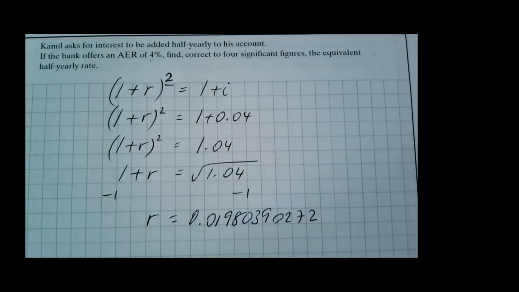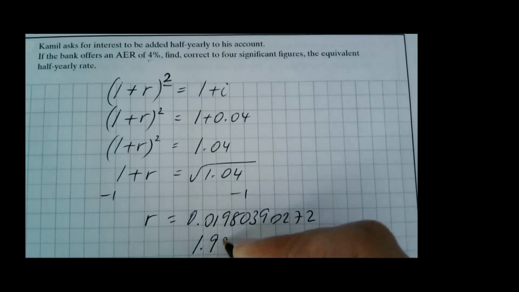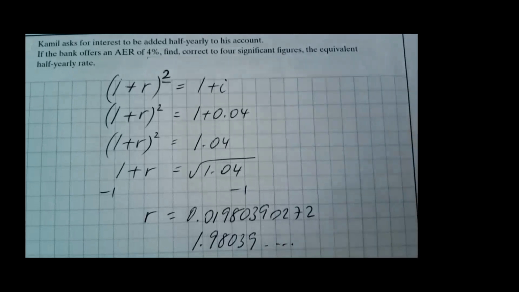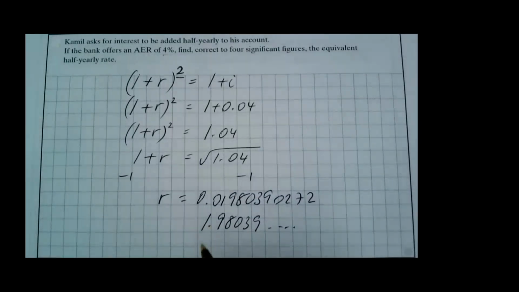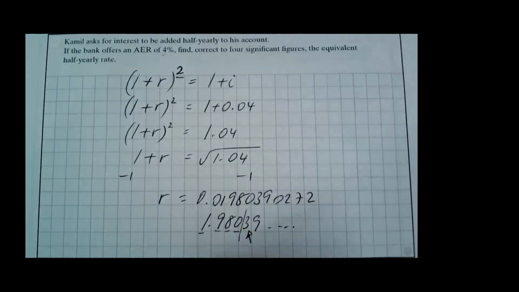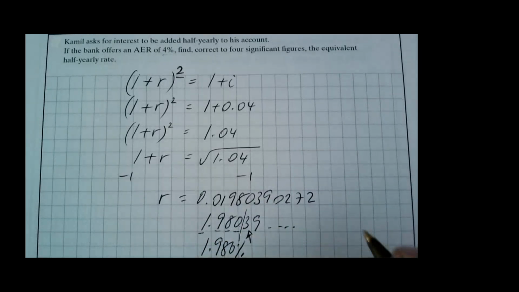So multiply by 100, and I'm getting 1.98039, so on. I want 4 significant figures. For significant figures, you count, there's your first significant figure, second significant figure, third significant figure, and a 0 between numbers is also significant. So there's your 4th significant figure. Look at the number afterwards. 3 will not change that 0 or bump it up. So 0.1980% is the answer.